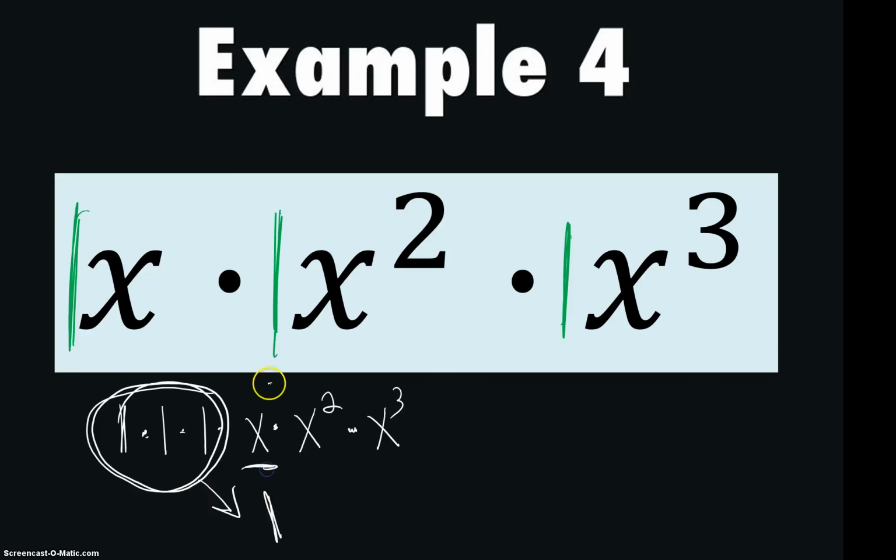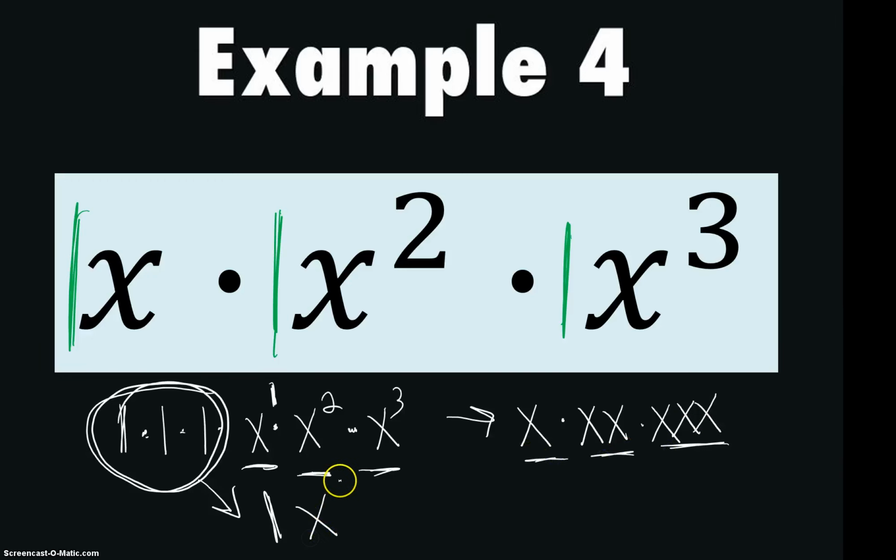And x, I have 1 of those. X, I have 2 more. And x, I have 3 more. If it helps you to write it in expanded form, I have 1x times 2 more times 3 more. And then I can count them all to see how many I have in all. 3 plus 2 plus 1. Or I can think I have 1 plus 2 plus 3. I have a total of 1x to the 6th power.